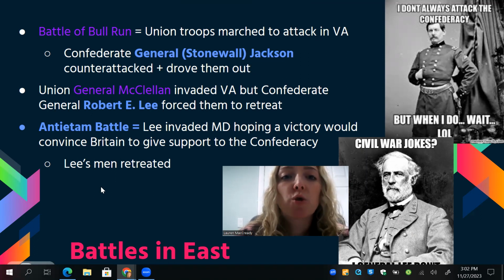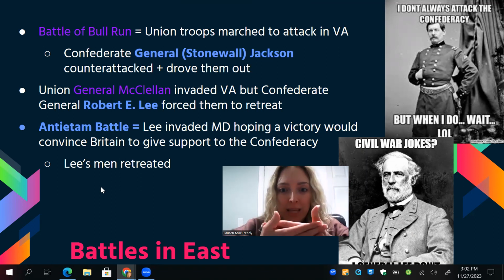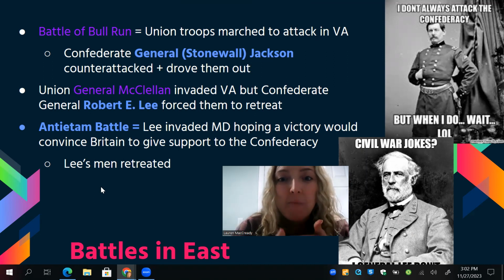The Union troops, the Northern troops, immediately organized to march into Virginia and attack. Confederate General Stonewall, this is their name, General Stonewall Jackson. His name is Stonewall. Can you Stonewall someone? You're like keeping them out. He's getting his name here because he's able to launch an effective counterattack and drive them out.